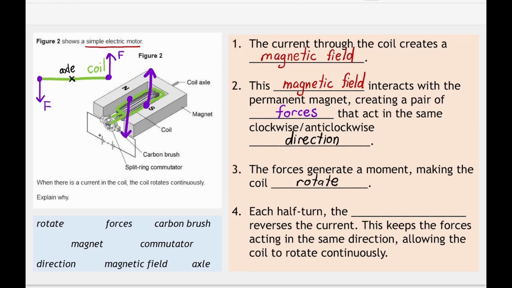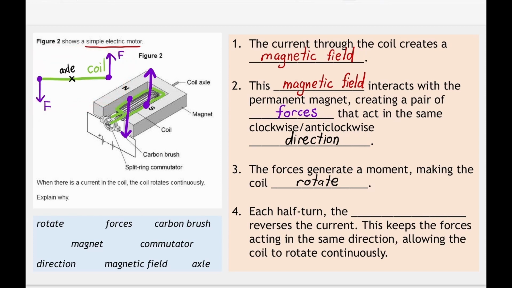To recap, we had a magnetic field created around the coil due to the current flowing through it. The magnetic field interacted with the permanent magnet in order to create this pair of forces that then acted to rotate the coil. However, there is a problem with this rotating coil, and to understand it, we are going to use this 2D diagram.